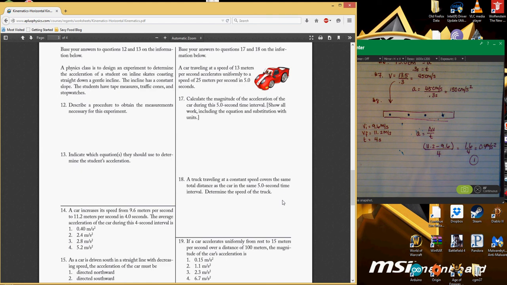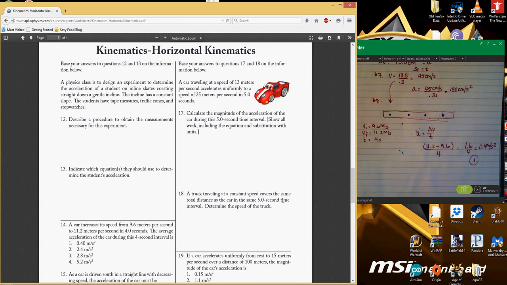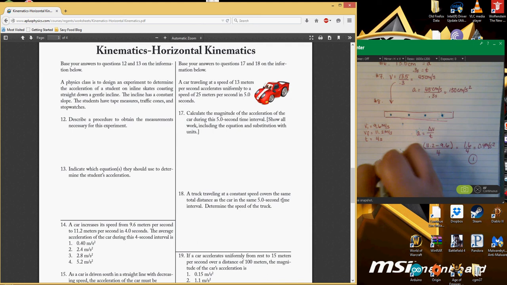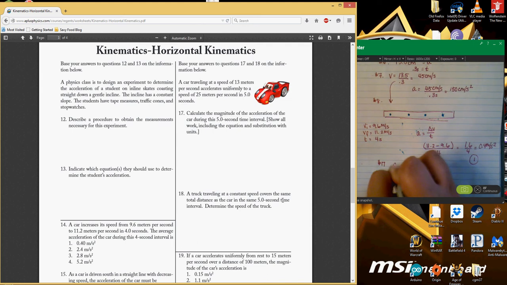The next we're going to go to is question number 14. Question 14 says a car increases its speed from 9.6 meters per second. So that means we have an initial velocity of 9.6 meters per second to 11.2 meters per second, a final velocity of 11.2 meters per second, in 4 seconds. So our time is 4 seconds. The average acceleration of the car during the 4-second interval would be.